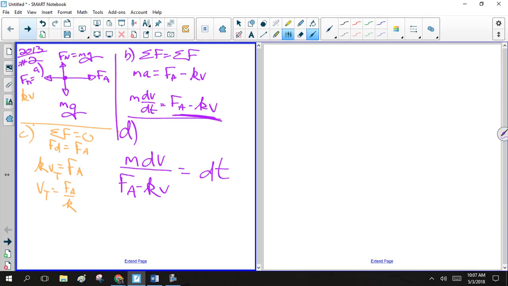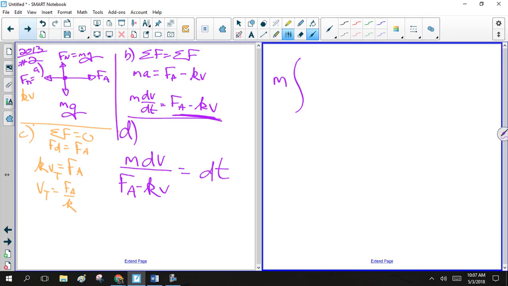Okay, so now to solve it, we got to integrate this mess, right? So when I integrated, I pulled the m out. So my next line looks like this. M times the integral of dv over fa minus kv equals the integral of dt. And now we need to set our bounds of integration. So I want to find the velocity at time t. So my time is going to start at time 0 and go up to time t.